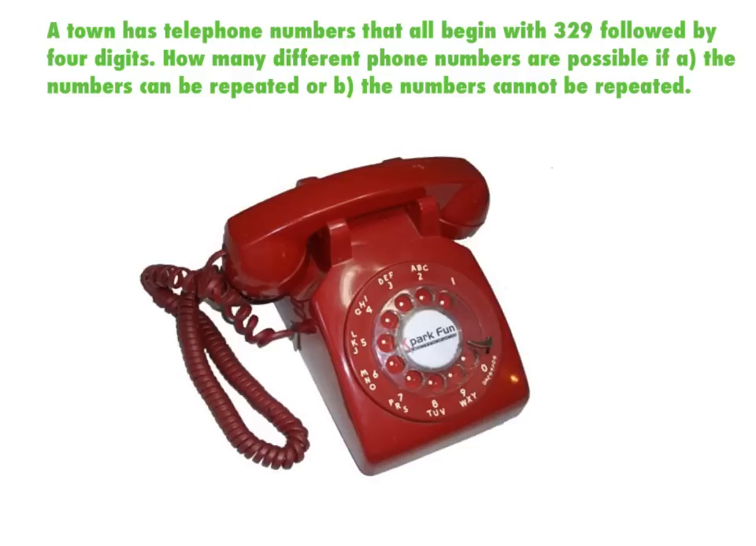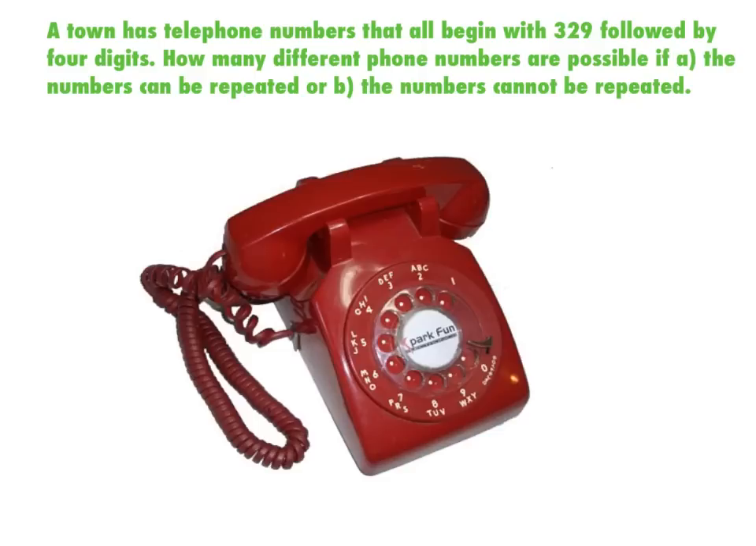Alright, so a small town has telephone numbers that all begin with 329, followed by 4 digits. How many different phone numbers are possible if A, the numbers could be repeated, like 5555, or B, the numbers cannot be repeated?